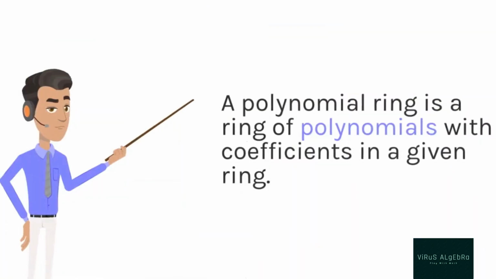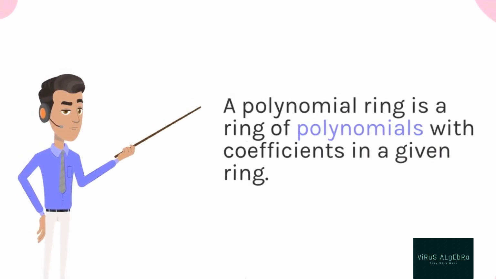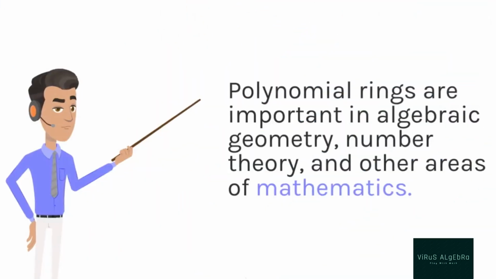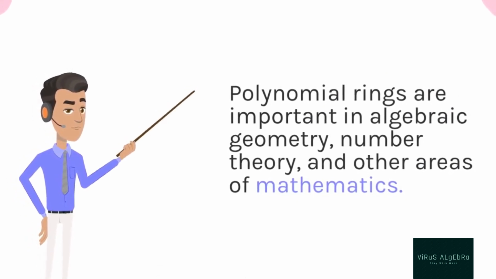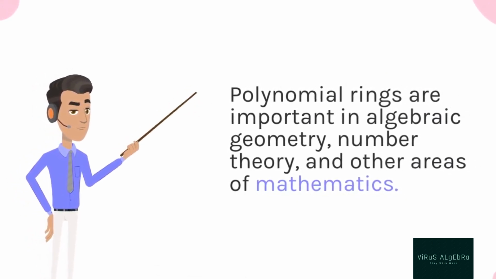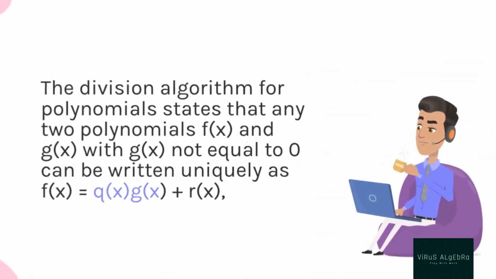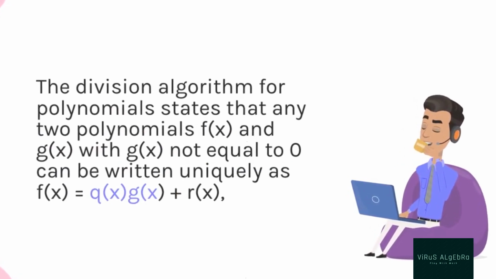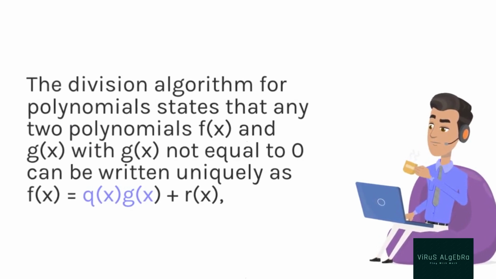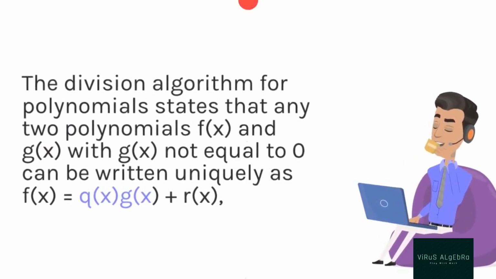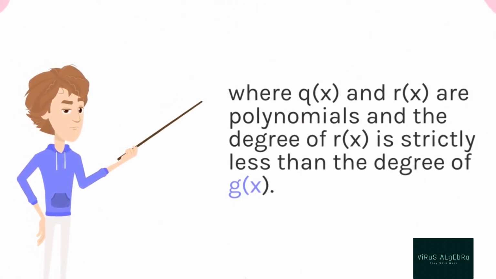A polynomial ring is a ring of polynomials with coefficients in a given ring. Polynomial rings are important in algebraic geometry, number theory, and other areas of mathematics. The division algorithm for polynomials states that any two polynomials f(x) and g(x) with g(x) not equal to 0 can be written uniquely as f(x) equals q(x)g(x) plus r(x), where q(x) and r(x) are polynomials and the degree of r(x) is strictly less than the degree of g(x).